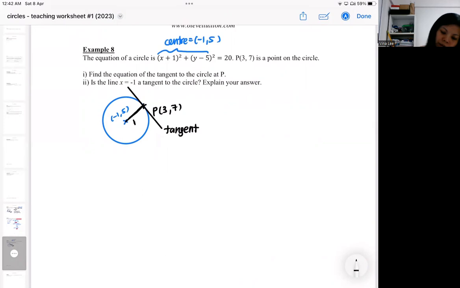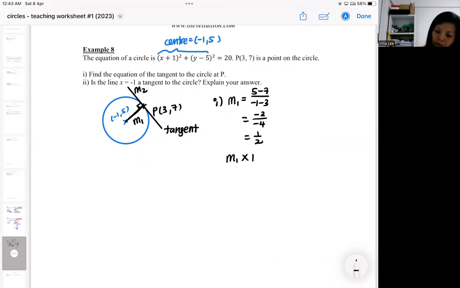So this is like my M1, and then this one is like my M2. I need to know that they are perpendicular. So the radius is perpendicular to the tangent, and because of this, I will have my M1 and M2. From here, I get my center, I get my M1. So M1 is (5 minus 7) over (minus 1 minus 3). So I get a half.